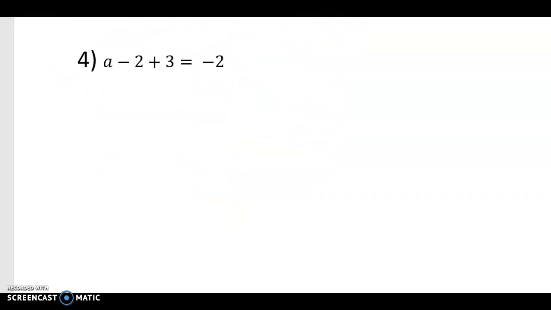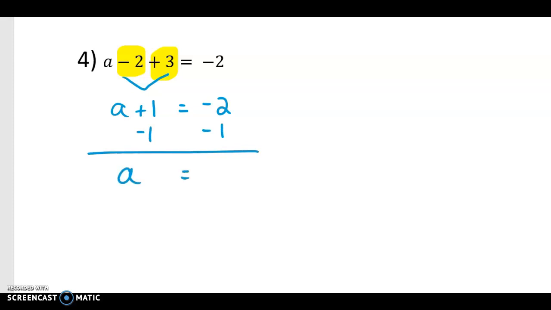With this kind, you need to combine any like terms that you see. You want to simplify it as much as you can. So you can see we have two constants here. Go ahead and erase this. You have the -2 and the +3 that you can combine. And we end up with that -2 plus 3 is just +1, right? So we end up with a plus 1 equals a -2. And now I can subtract 1 from both sides, and I get a equals -3 for my answer.